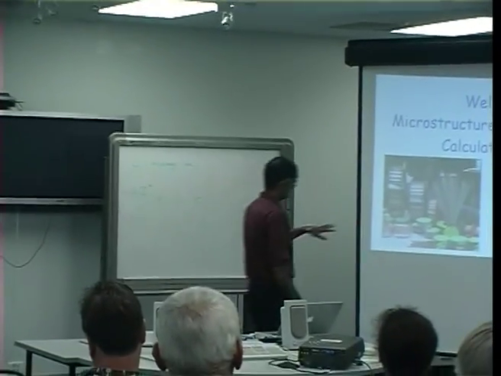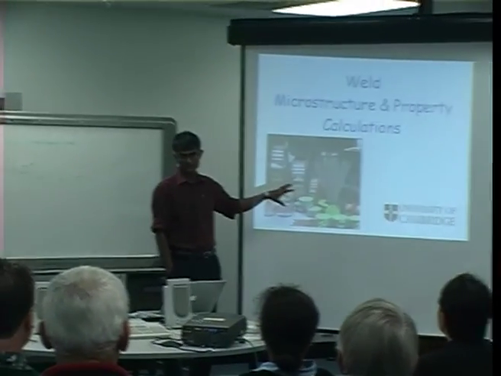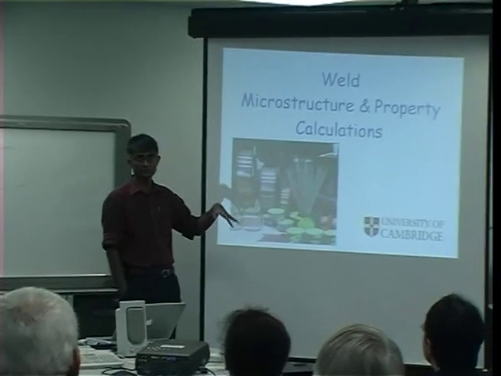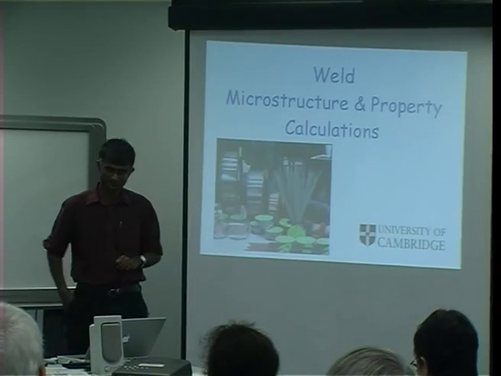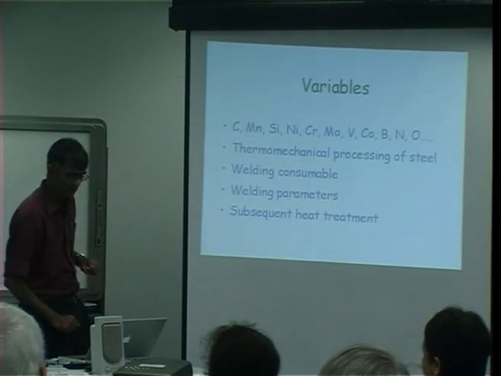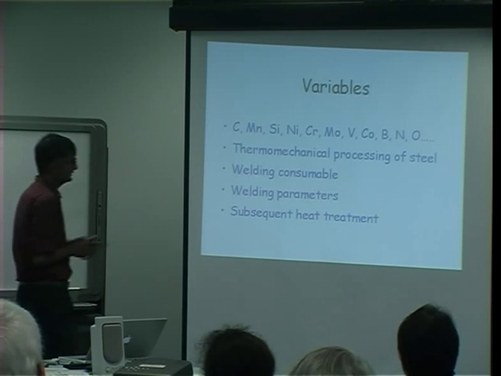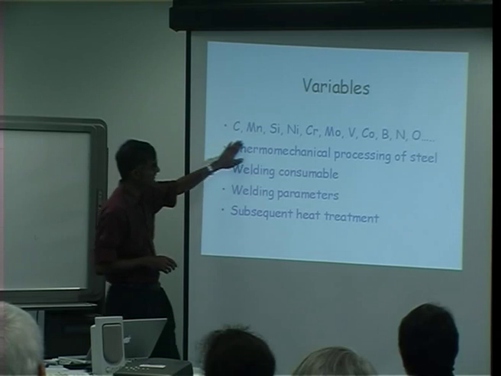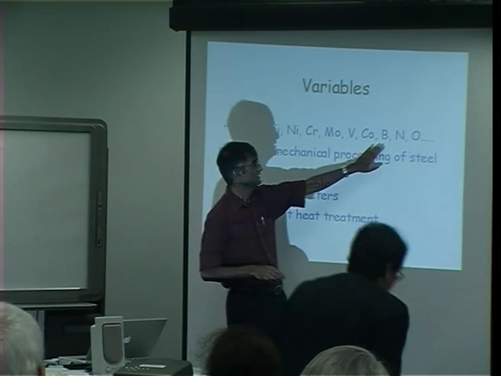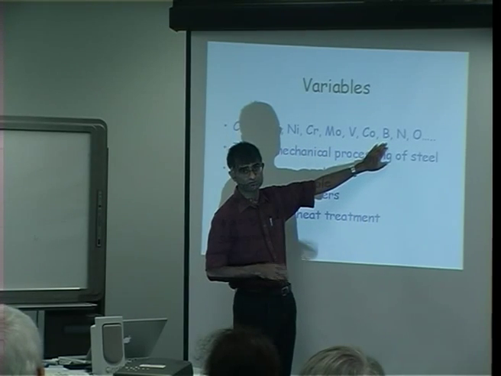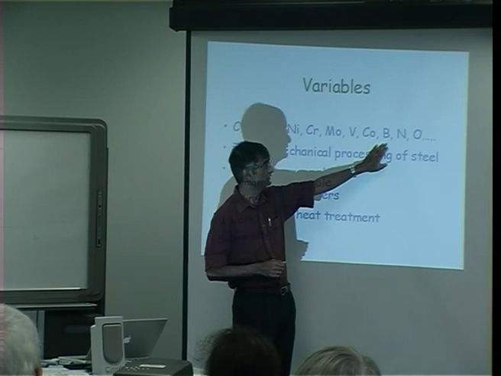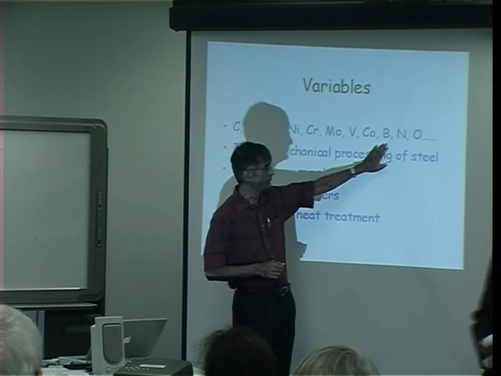about the design of welding alloys, the actual weld metal that you use to fill the gap. And there's a very large number of variables involved. You've got the chemical composition. There are many elements here, and there can be more. And some of the elements can be in concentrations as low as 20 parts per million, but they nevertheless have an effect on the properties.